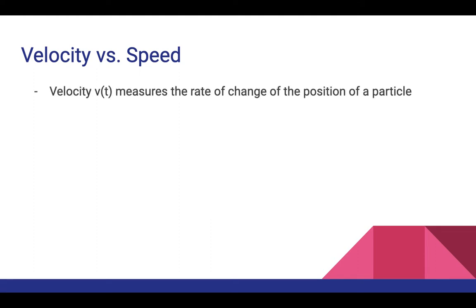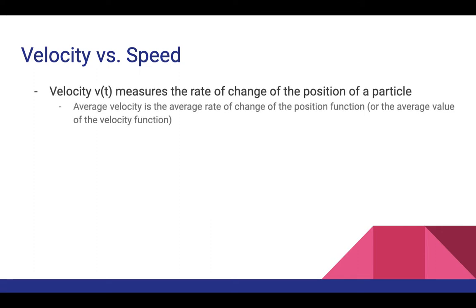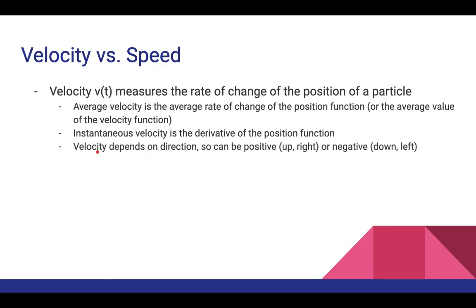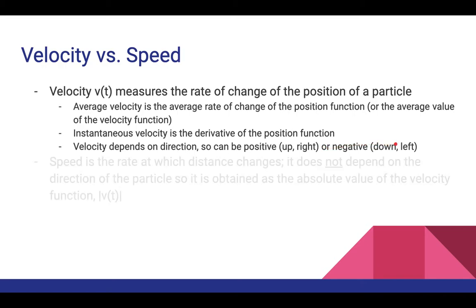And then again, that just brings us to velocity versus speed. Velocity measures the rate of change of position of a particle, aka the rate of change with respect to time. So average velocity is the average rate of change of the position function, or the average value of the velocity function, like we've talked about in a prior slide. Instantaneous velocity is the derivative of the position function at a specific time. So if it asks you for the velocity at a specific time, you're going to use the derivative of the position function. Velocity depends on direction, so it can be positive, up or right, or negative, down or left.